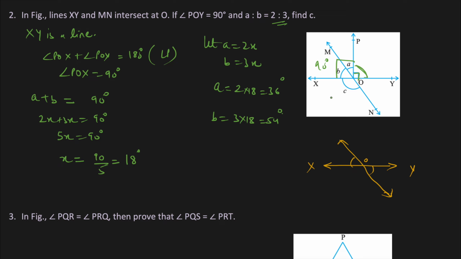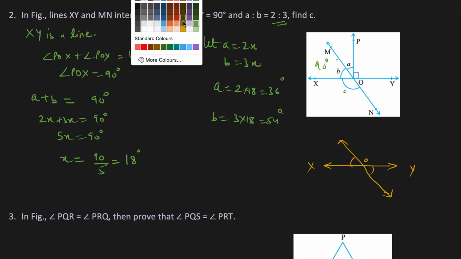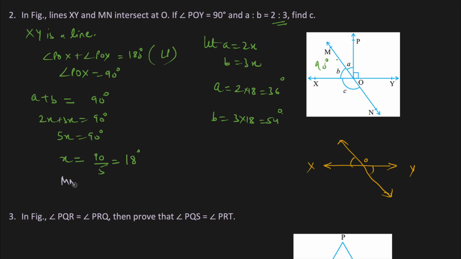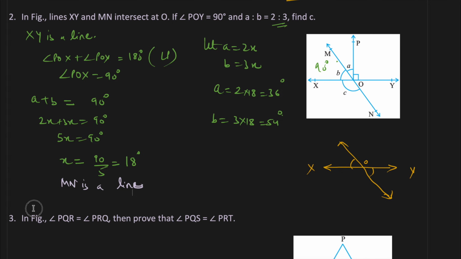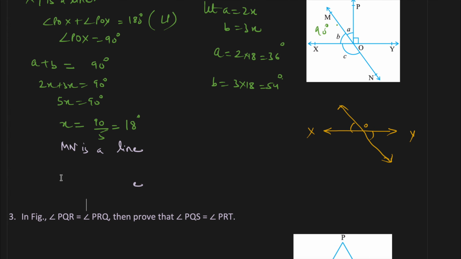Now we have to find C, very easy part. How do I proceed? MN is also a line, right? Now MN is a line, correct? And OX is the division over here. So I can say that MN is a line. So I'll write B plus C is 180 degrees here, linear pair. Okay, students? So B I got as 54, plus C is 180.